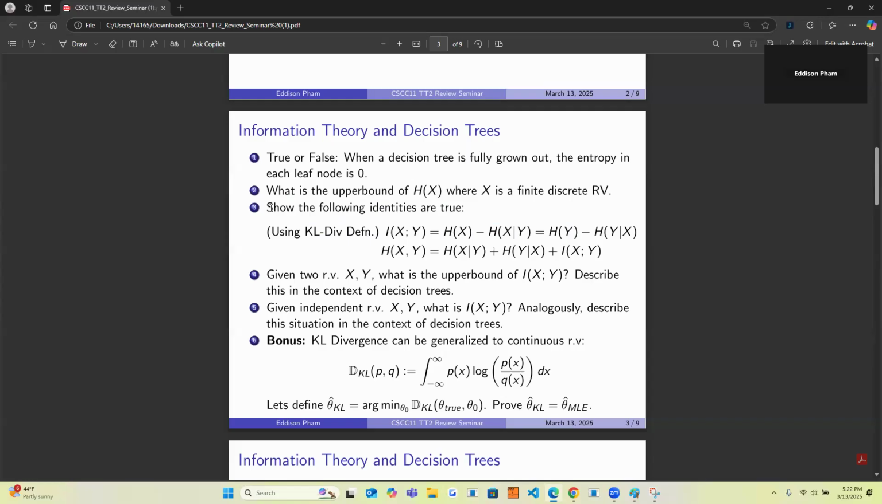What is I of xy? That is mutual entropy. No, sorry, mutual information. What you guys would call it is information gain for decision trees. Information gain is what we call it for decision trees, but what it's actually called is mutual information. She posted this in the notes, I believe.